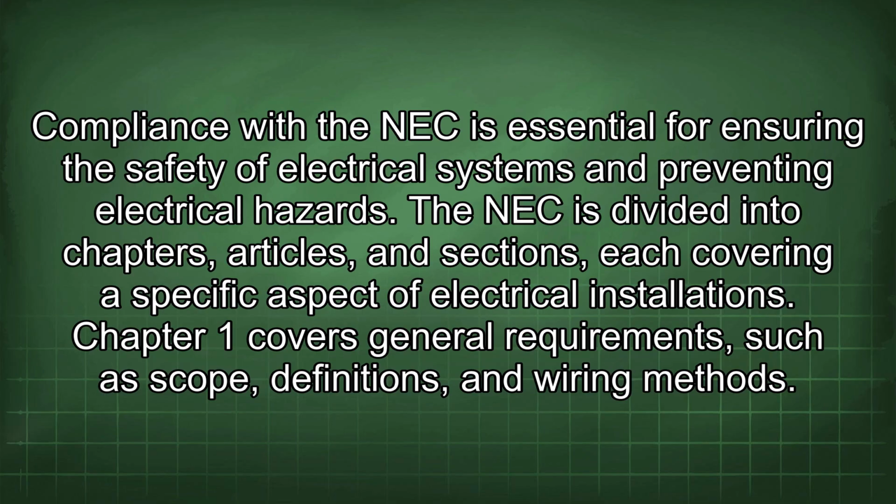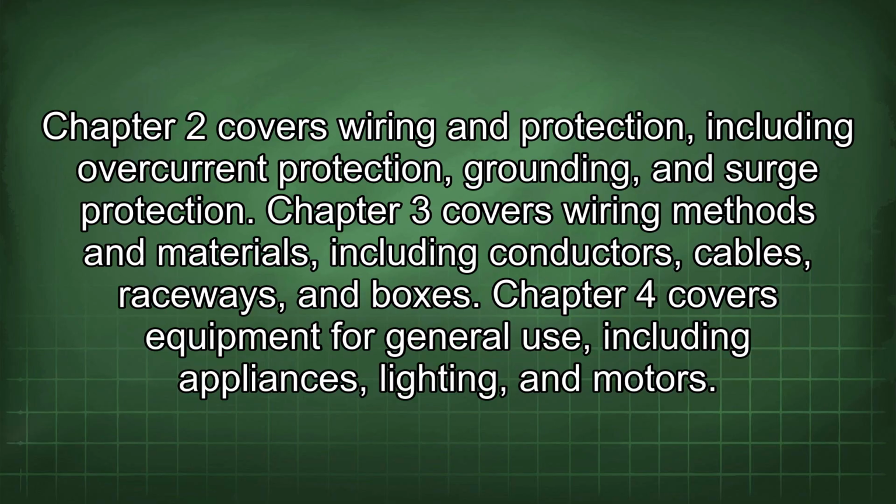Compliance with the NEC is essential for ensuring the safety of electrical systems and preventing electrical hazards. The NEC is divided into chapters, articles, and sections, each covering a specific aspect of electrical installations. Chapter 1 covers general requirements such as scope, definitions, and wiring methods. Chapter 2 covers wiring and protection, including overcurrent protection, grounding, and surge protection.